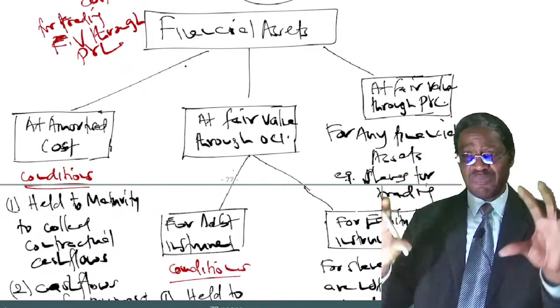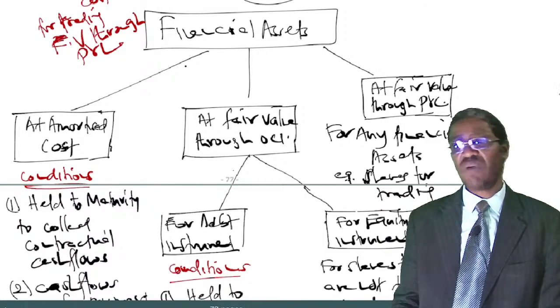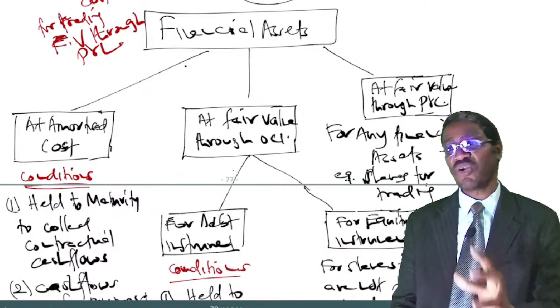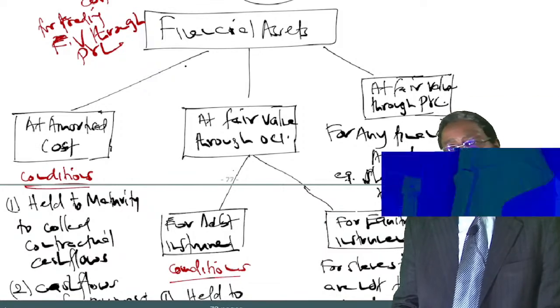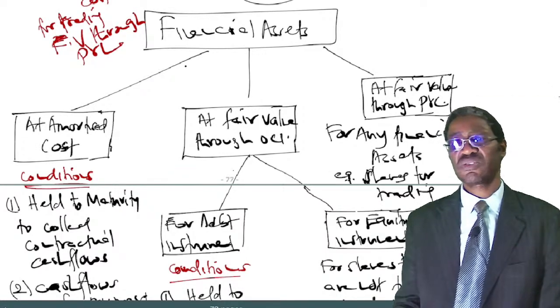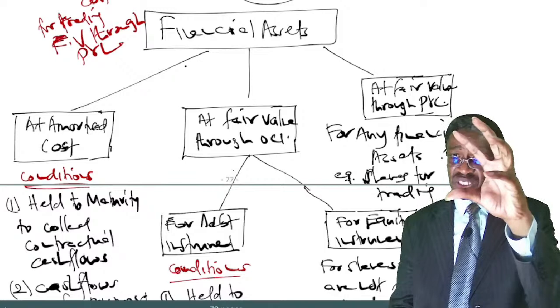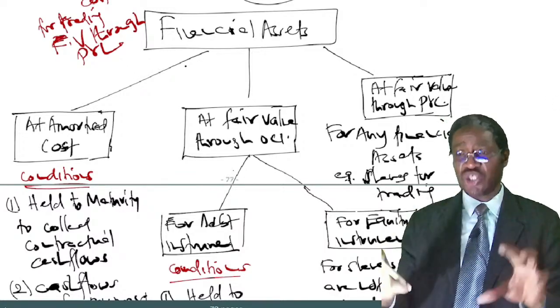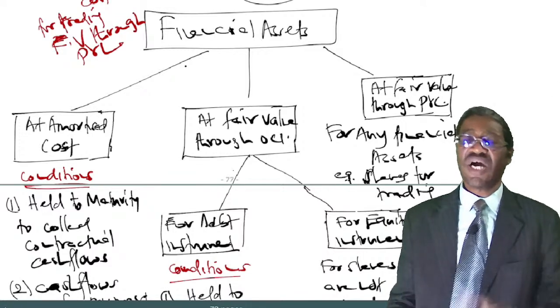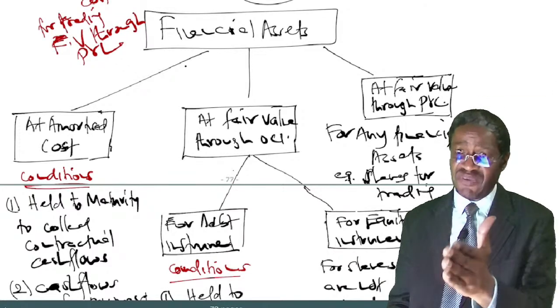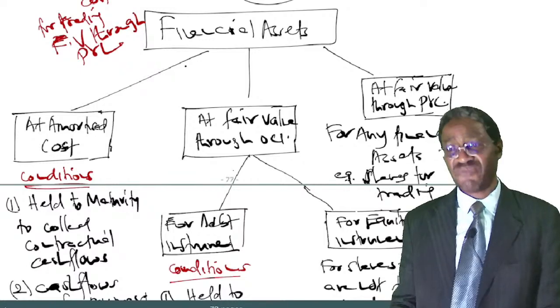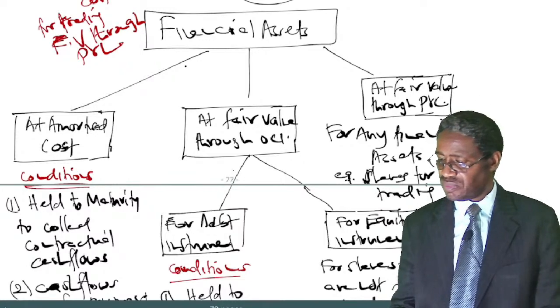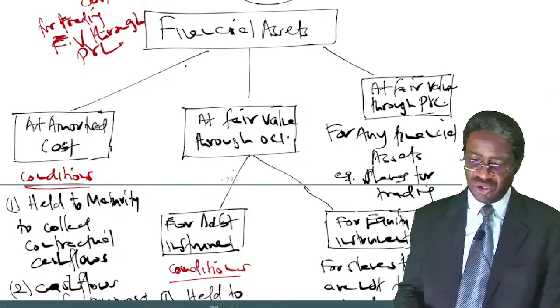Once you have those three branches, then you come down and give the conditions for each. The starting is the financial asset. Then you can branch into three: at amortized cost, at fair value through OCI, and at fair value through P&L. Have it that way. Good.